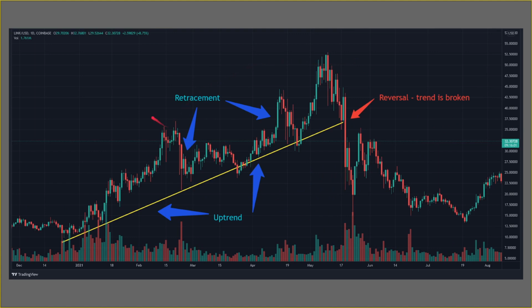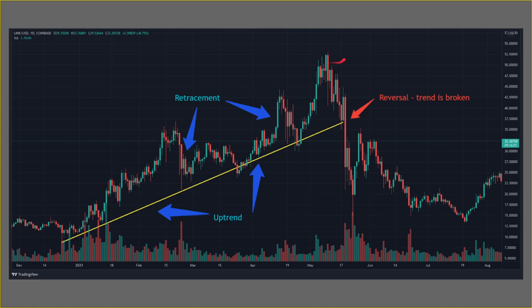Here are some examples of retracements and reversals on the same chart. Here is Chainlink to the US dollar on the daily chart. Here are examples of retracements. We're seeing this pattern of ascending highs and ascending lows, and we can even line this out on TradingView with our drawing tools. We'll go over drawing tools in another lesson, but generally we see these lows followed by a high, higher low, higher high, higher low, and so on.